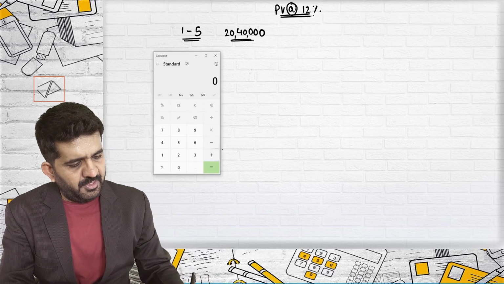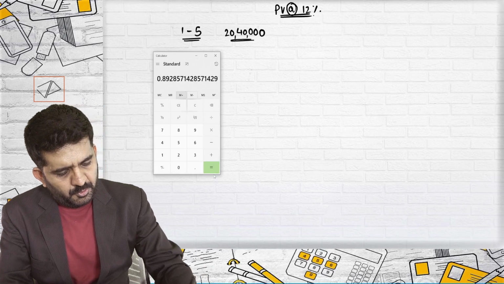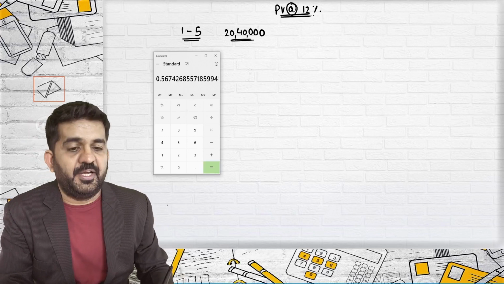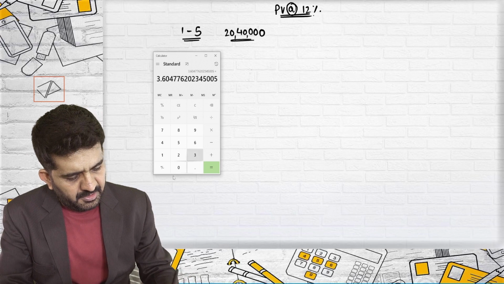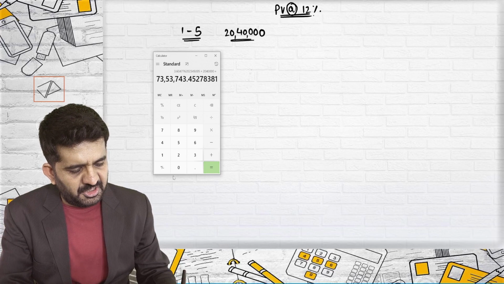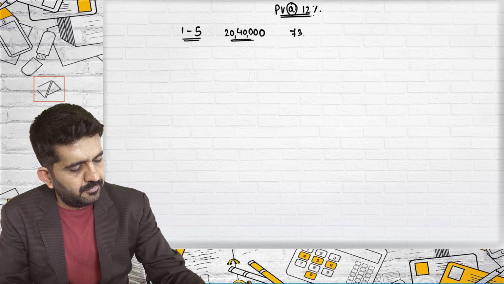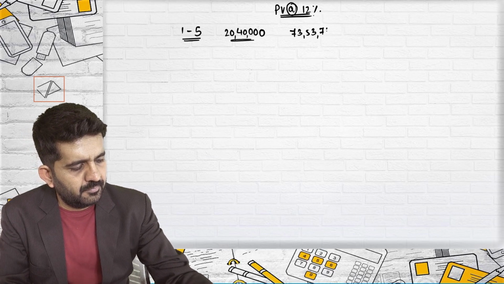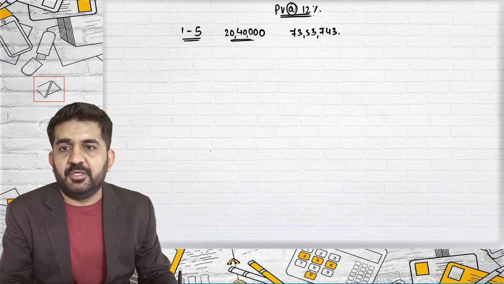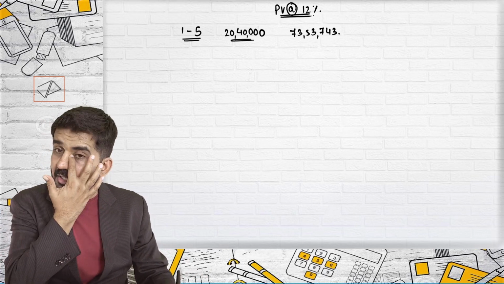So I am finding out the present value of this. 1 divided by 1.12 for 5 years, that is the present value annuity factor, multiplied by 20 lakh 40,000, which is 73 lakh 53,743. I have written it correctly. 73 lakh 53,743. Yes, are you with me or are you behind me?